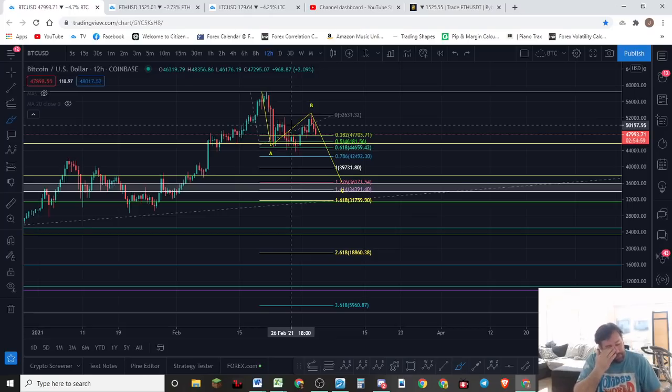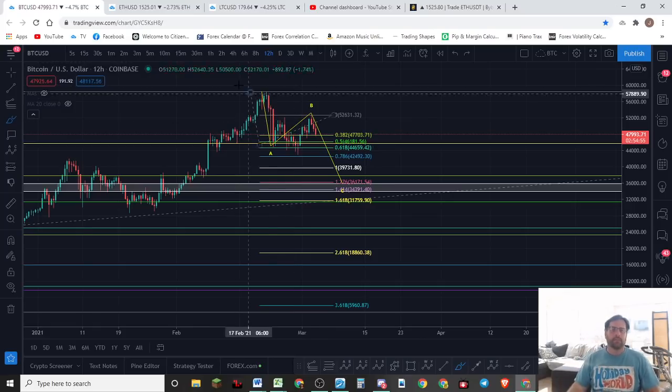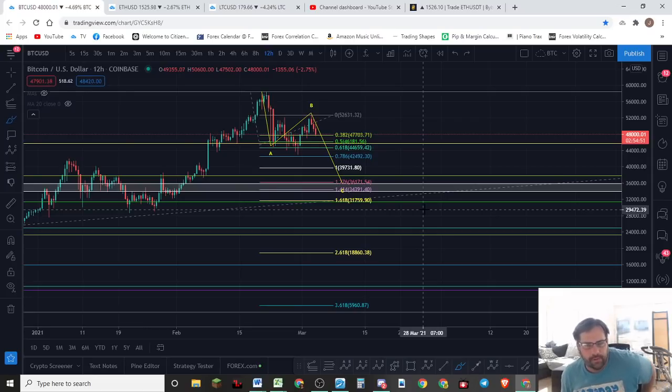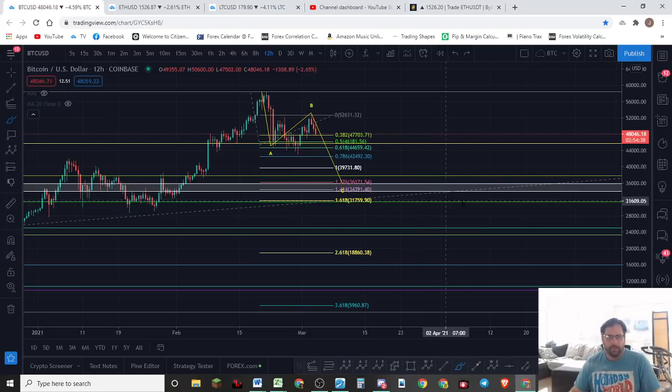Sorry, my eyes are hurting right now. I apologize. Okay, so with that being said, I'm looking for a 3-wave move to the downside, targeting anywhere from 34 or 35,000. It could even wick, guys, wick down to 31.8 to 31,000. That wouldn't be a big problem at all.